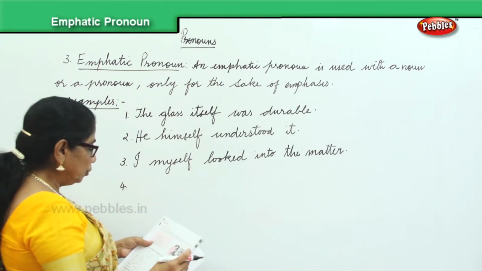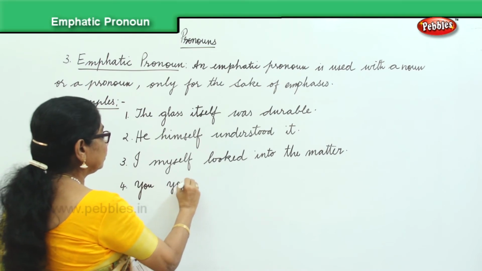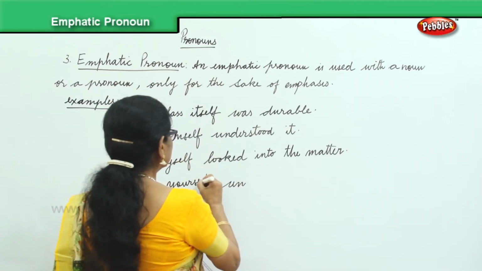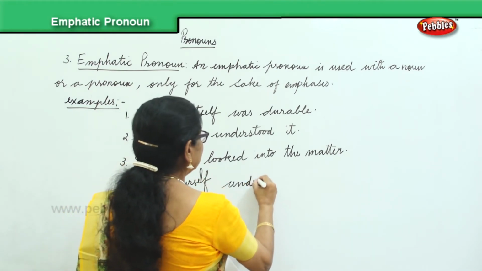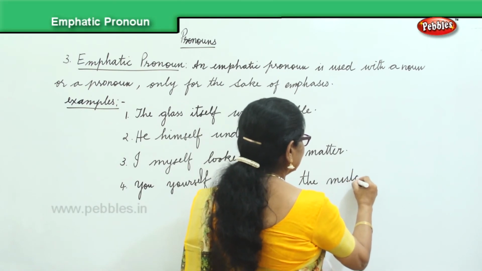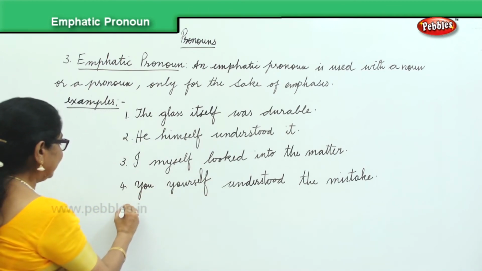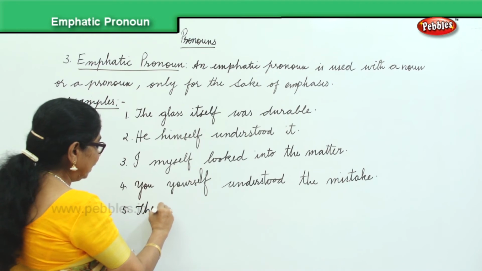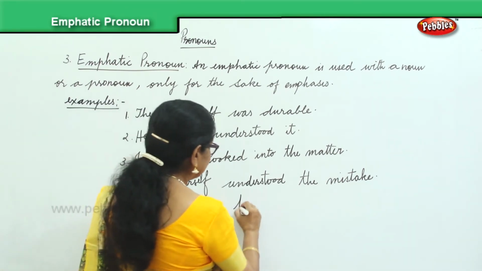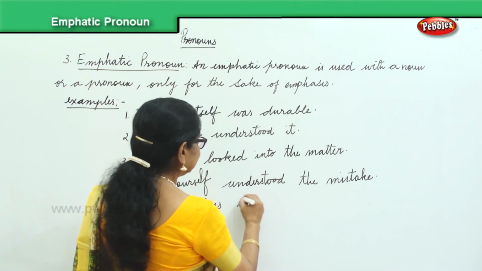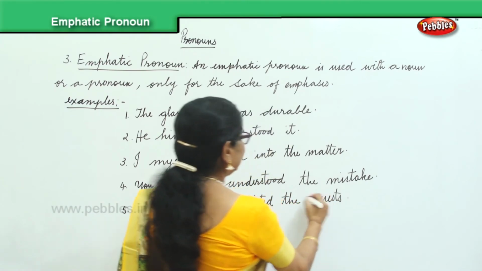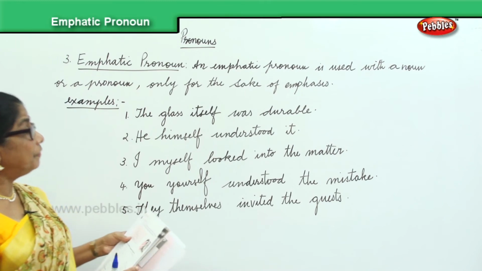The next we have is, you yourself understood the mistake. Then we have, they themselves invited the guest. So, in this third one, emphatic, you want to emphasize.